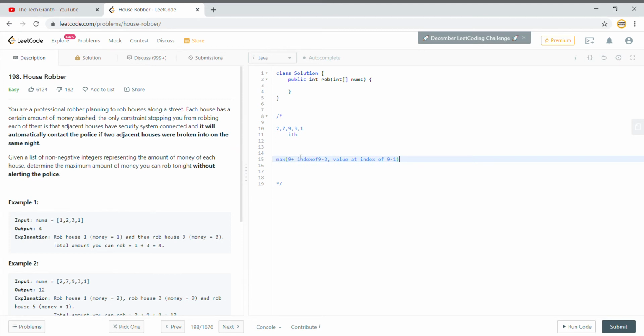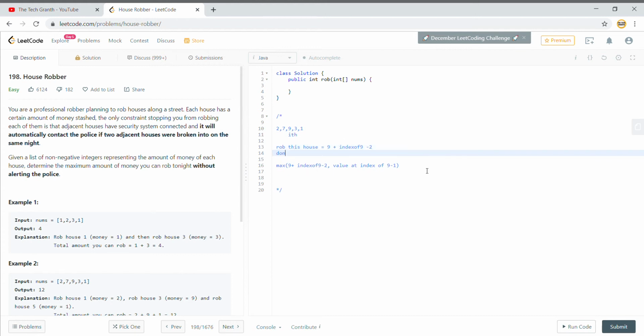Let me explain it one more time. If I am at the ith place, I have two options. Either I rob this house, and then the amount of money I will rob is the value here, which is 9, plus the maximum amount of money I can rob at index i minus 2. This is the amount of money I will have if I take the option of robbing this house.